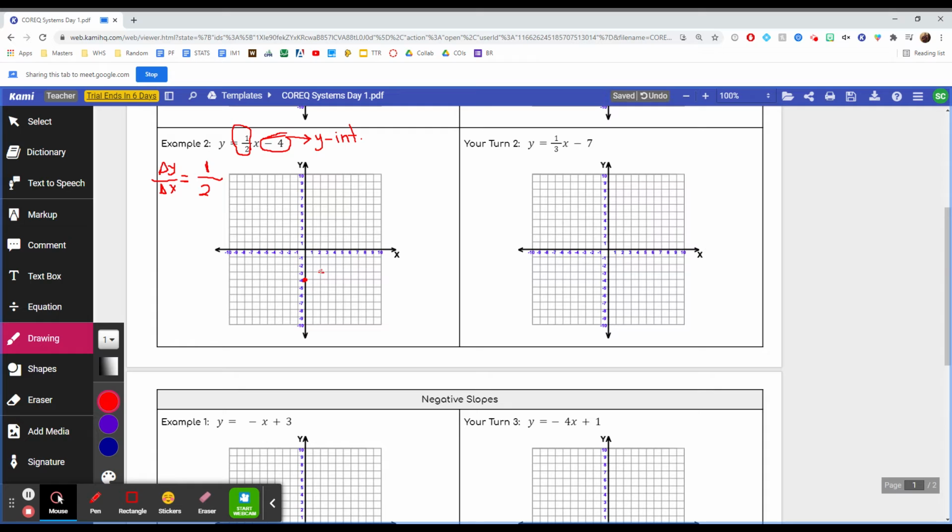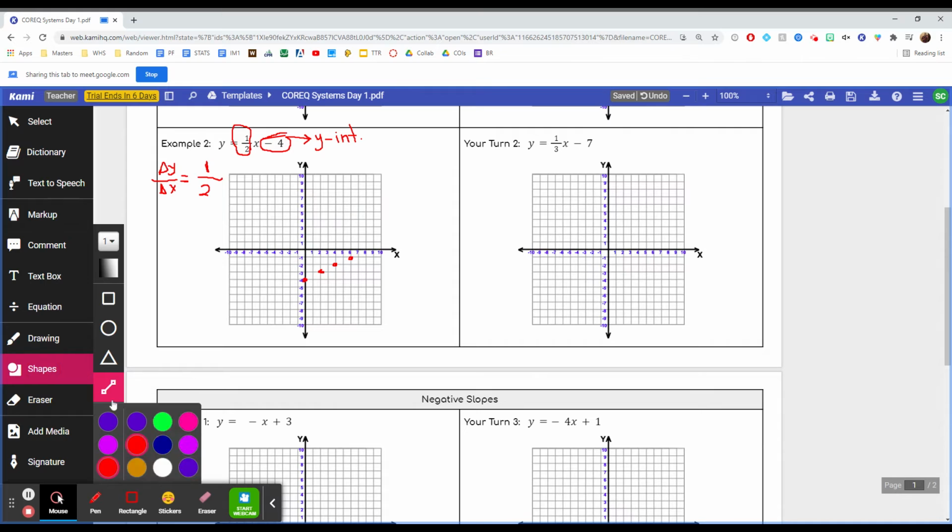And then again, let's do one more time. 1 up for the positive 1 on the y, and then 2 to the right, 1, 2 on the x, and I can do it again, 1 and 2, and I now have 4 points. I can keep going if I want to, but you need a minimum of at least 3 points. Okay, so I'm going to go to shapes, identify the line, and connect my points. I'm going to connect them all.